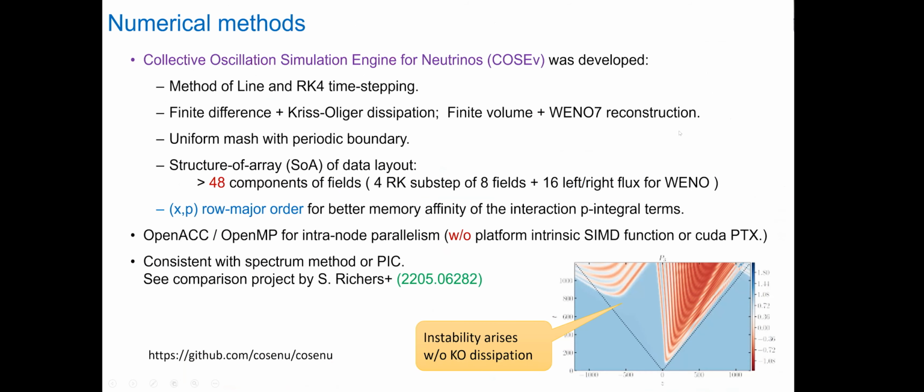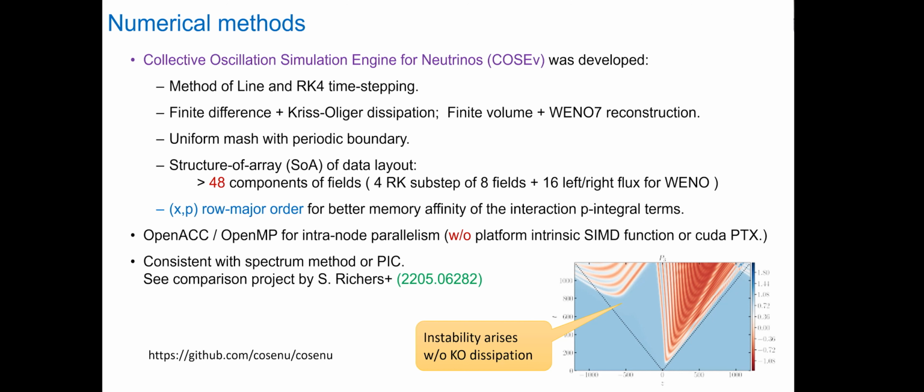Okay, so the numerical method we use is quite standard. We developed a package, the Collapse Oscillation Simulation Engine for Neutrino, to solve this kind of problem. Basically, that is based on the method of lines approach and Runge-Kutta for time stepping. And we adopt two different approaches to treat the right-hand side. One is a very simple central finite differencing plus some artificial numerical dissipation to handle the instability. And we also implement a finite volume version with the WENO reconstruction, which is a popular method used in this field. And currently we use a uniform mesh with periodic boundary condition.